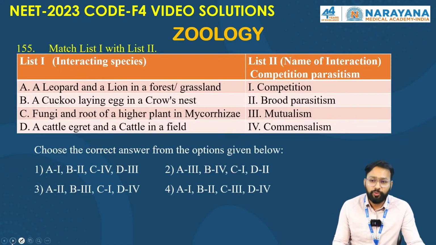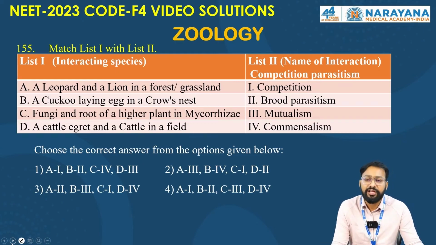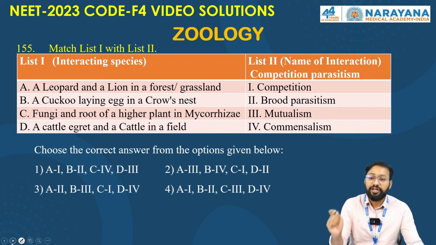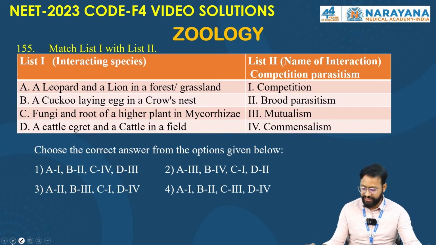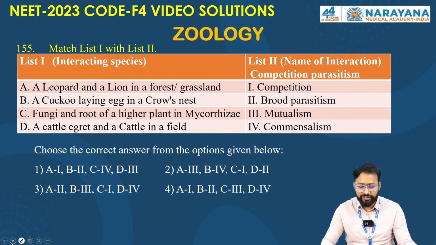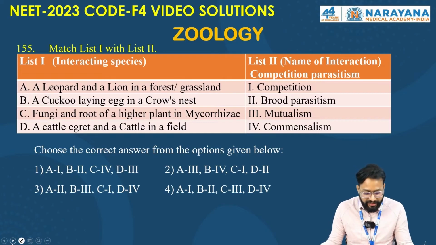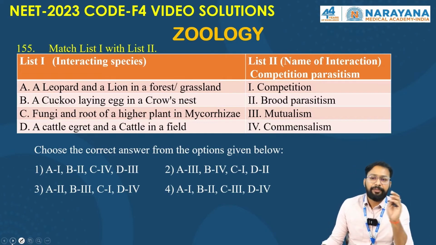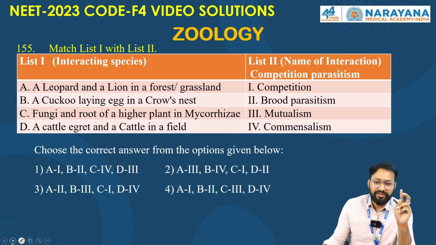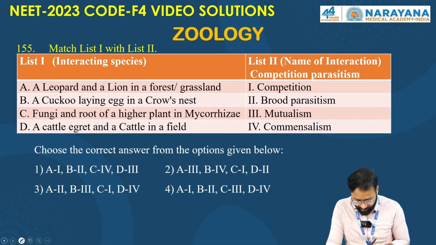Moving on to the next question. As I already told you, match the following questions are more. So here we have a match the following question from the ecology part, from the organisms and populations chapter, where we talk about population interactions. Between the interacting species and the type of interaction, first, a leopard and a lion in a forest grassland. Leopard and lion are of similar type, so they compete for the same type of resources. So for A, it should be 1.